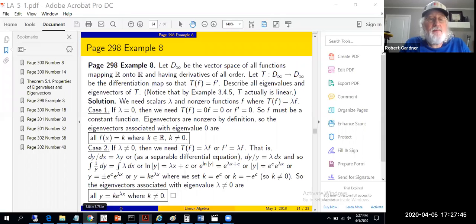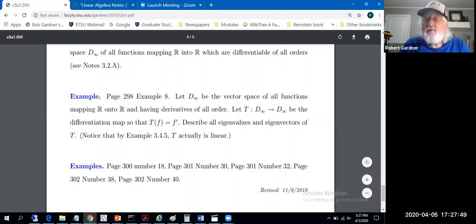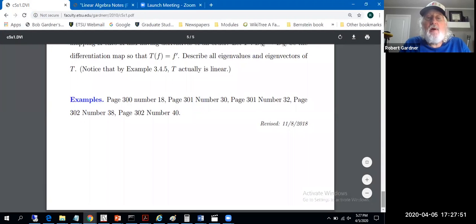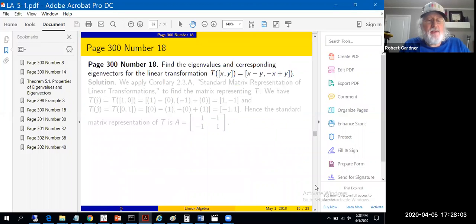Back to the notes. Okay, let's do some more examples. Let's just do the first two. The supplemental notes contain the others. The first two are mostly computational, if memory serves. Let's look at number 18.